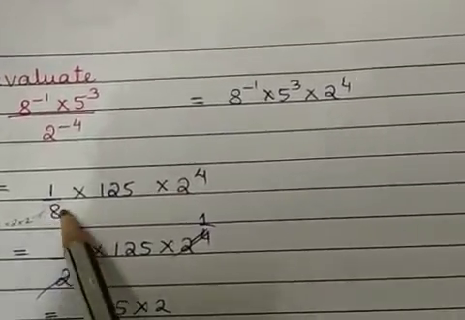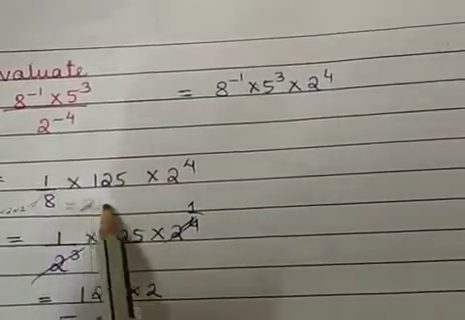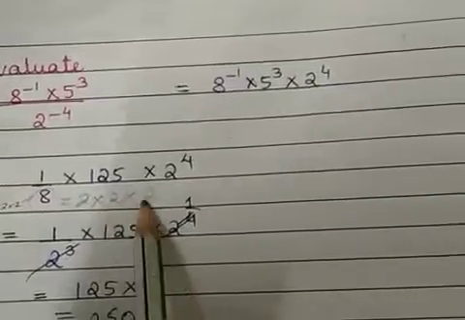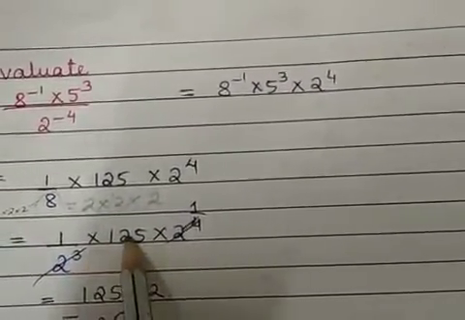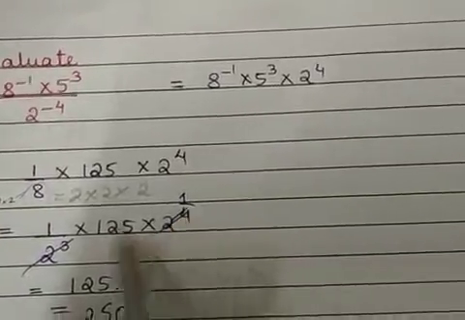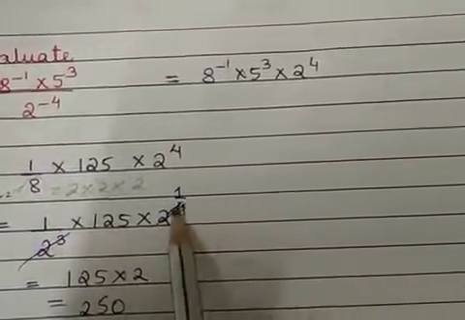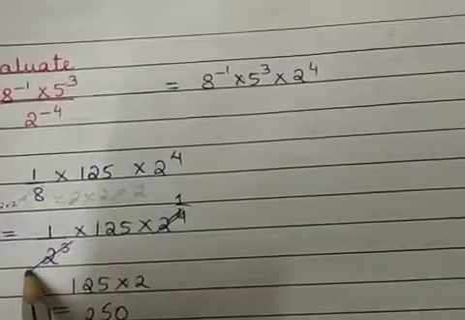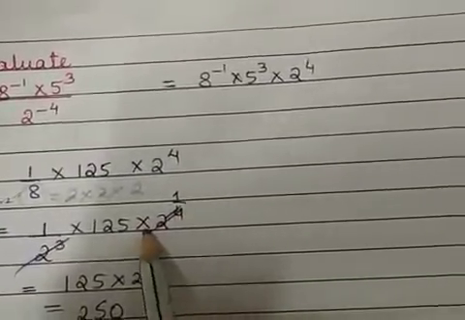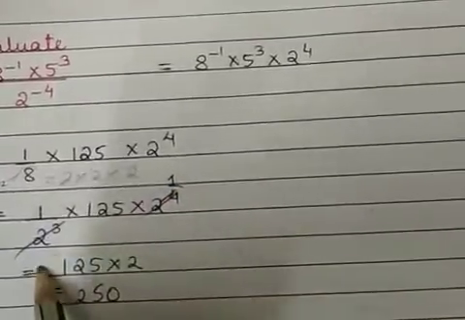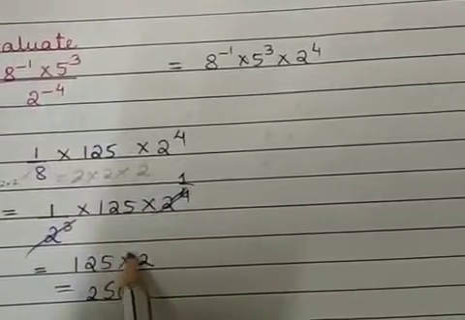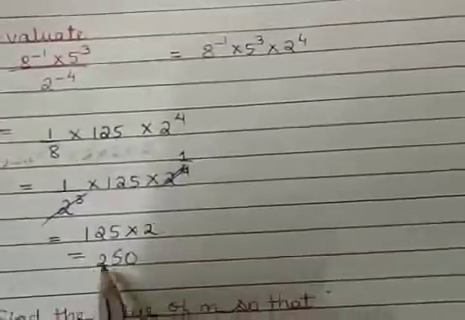Now 8 is nothing but 2 multiplied by 2 multiplied by 2, 3 times. So this is 1 upon 2 cube multiplied by 125 into 2^4. Now there are 3 2's here and 4 2's. So I can cancel 3 2's and 3 2's here. How many 2's will remain here? 1. So I get this equal to 125 multiplied by 2. This is 250.